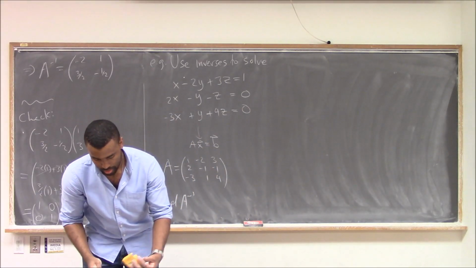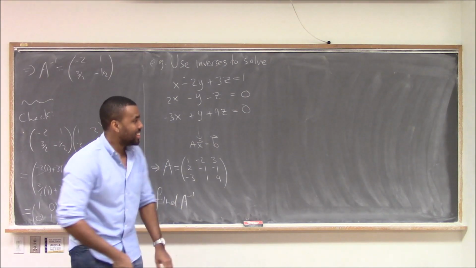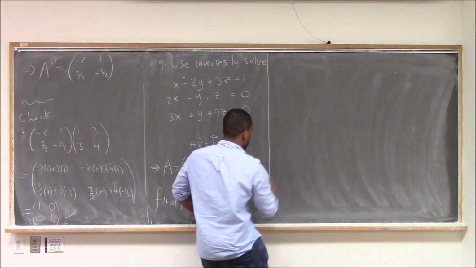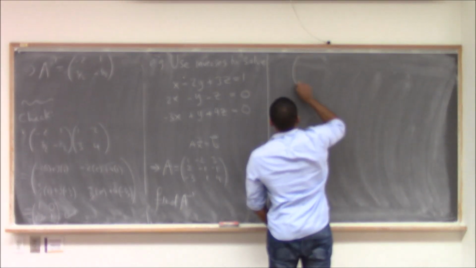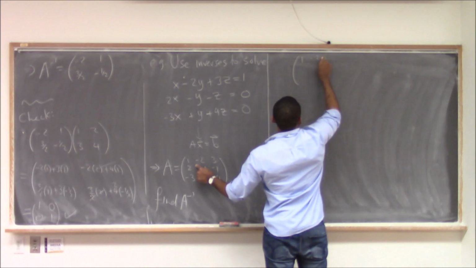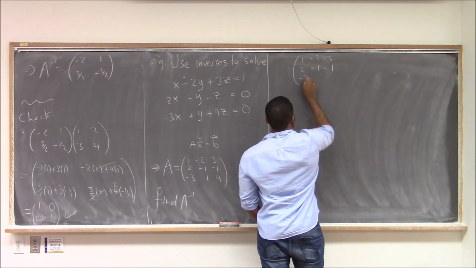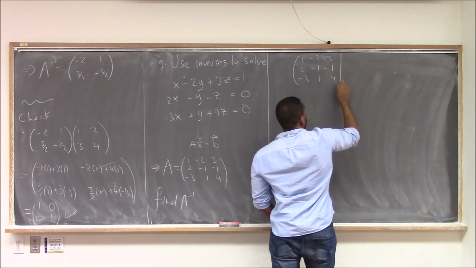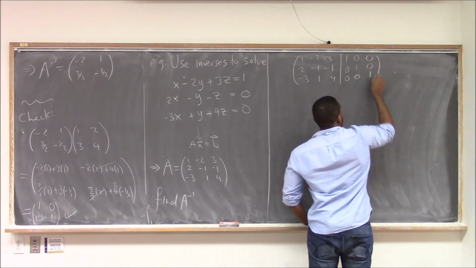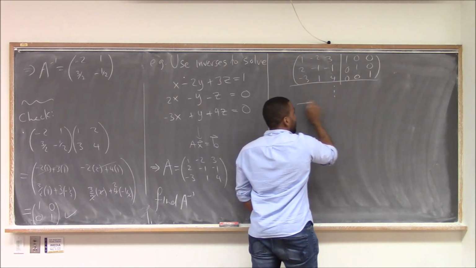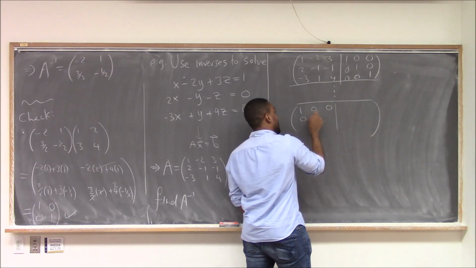And, geez, this is the last chapter. I went through these up. I have another one. And we're going to do the Food Network version. So you take this guy, 1, minus 2, 3, 2, minus 1, minus 1, minus 3, 1, 4, augment it with the 3 by 3 identity matrix, put it in the oven, and ding, this comes out.